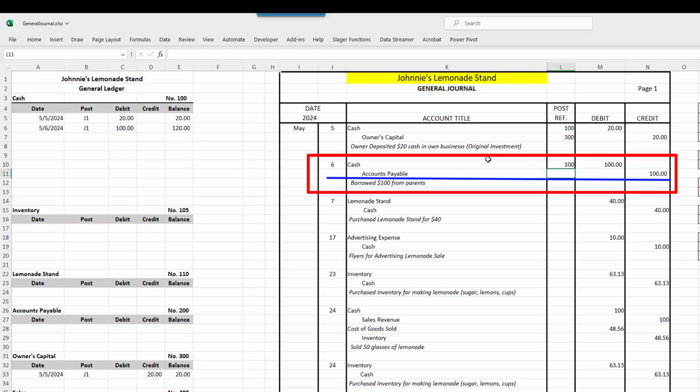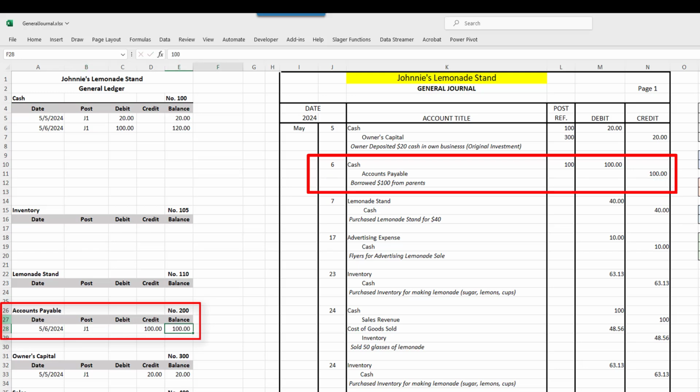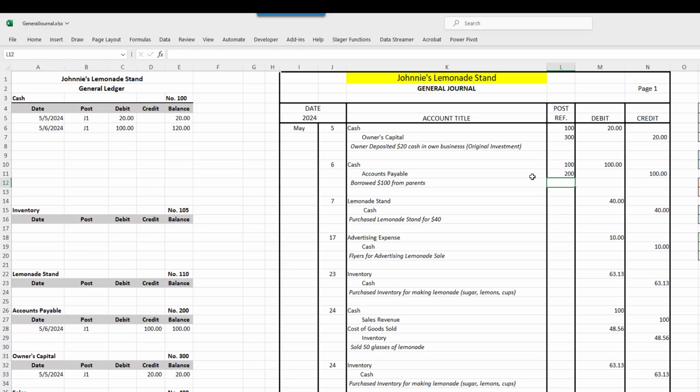The second part of the transaction involves the accounts payable account. I will enter the date and post for the accounts payable account, and then $100 in the credit and balance columns. I will enter 200 in the post-reference column of the general journal for the accounts payable part of the transaction. I will demonstrate one more example, and then I will speed through the rest of them.